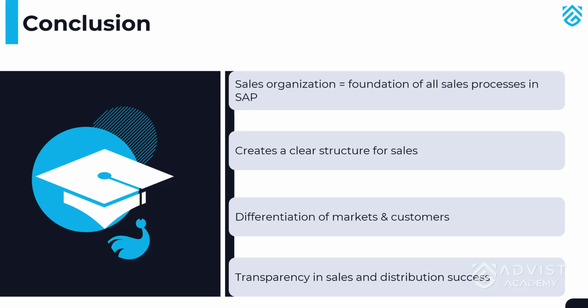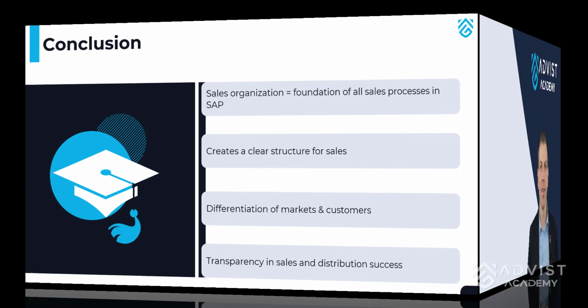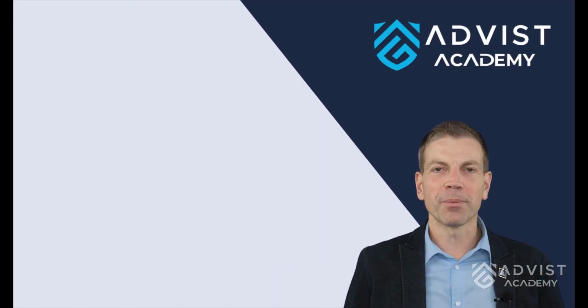The sales organization is therefore the foundation for all sales processes in the SAP system. It creates a clear structure for sales, enables differentiation between markets and customers, and ensures transparency in the management of sales and sales success.